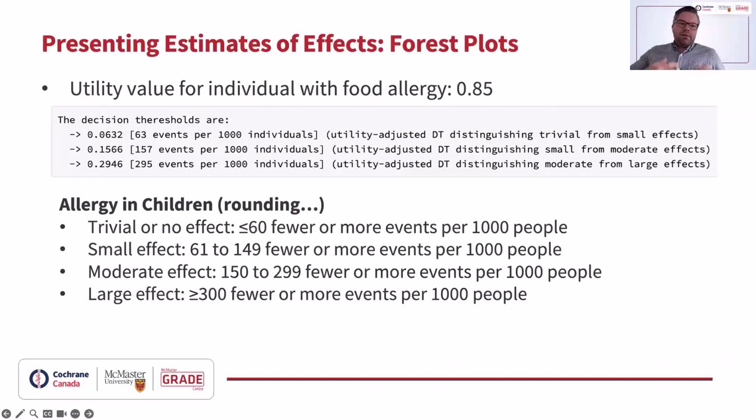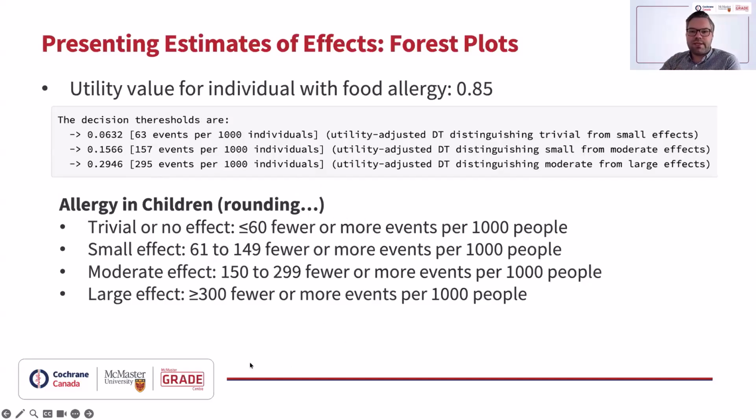Looking up what may be a typical utility value for individuals with food allergies, I just quickly found an article that reported 0.85 as a utility value. And putting this into our thresholds calculator for determining the decision thresholds based on the research data, we get 63 events, 157 events, and 295 events. So 6%, 15%, and 30% difference, respectively.